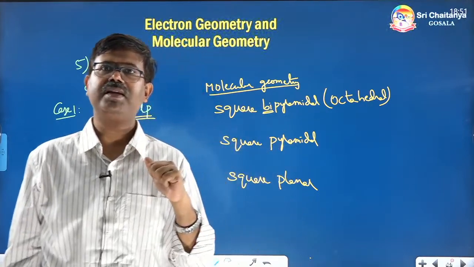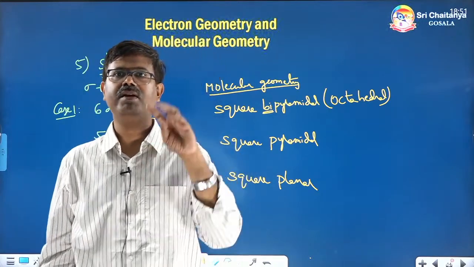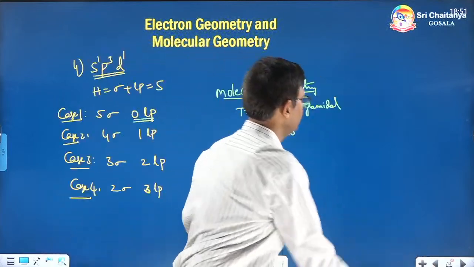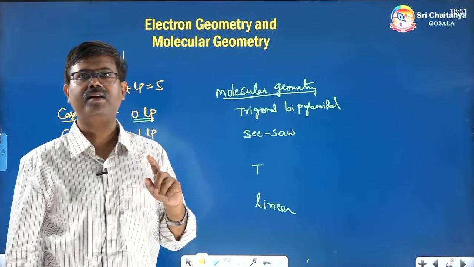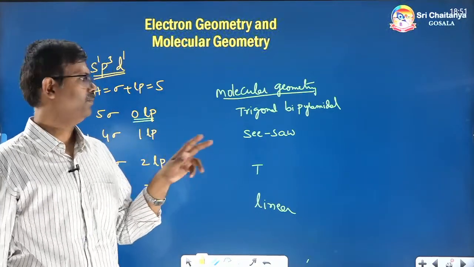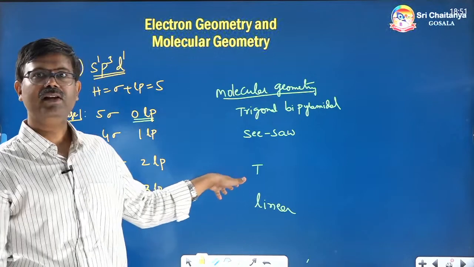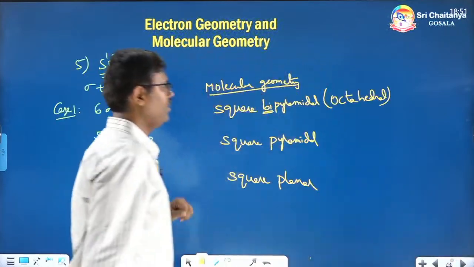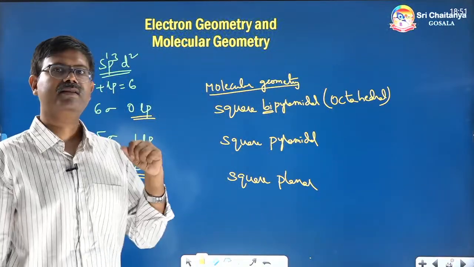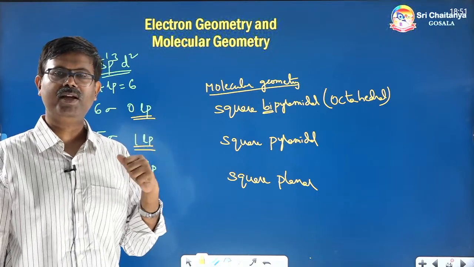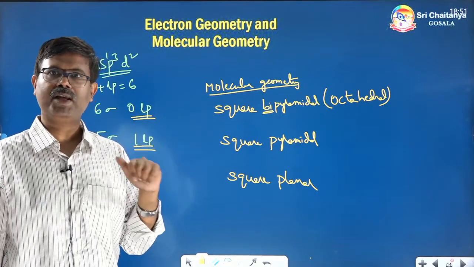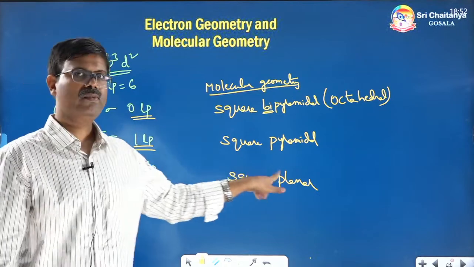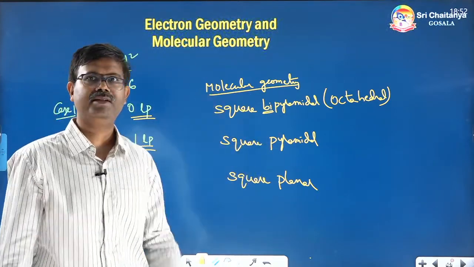Leave it. sp3d hybridization has how many variations? 4. If zero lone pairs, trigonal bipyramidal; if one lone pair, seesaw; two lone pairs, T shape; and three lone pairs, linear shape. Okay. And lastly, sp3d2 hybridization, here three variations: zero lone pairs, square bipyramidal; one lone pair, square pyramidal; two lone pairs, square planar. Square is coming in all three, easy to remember.